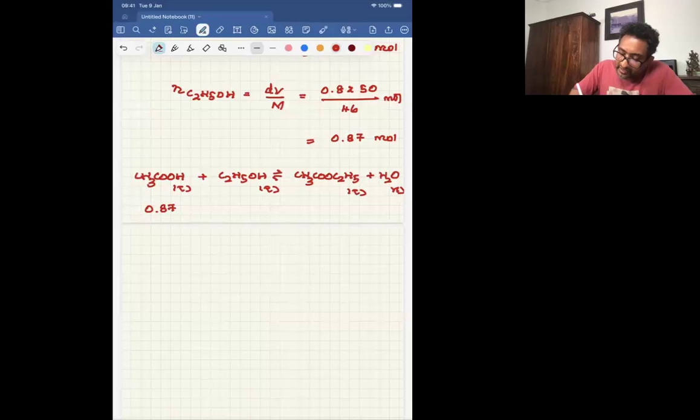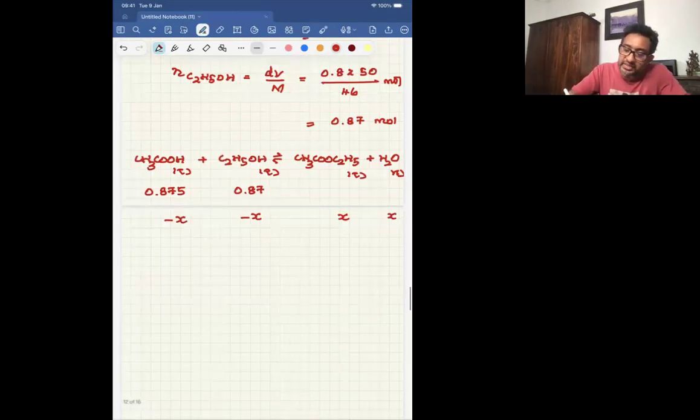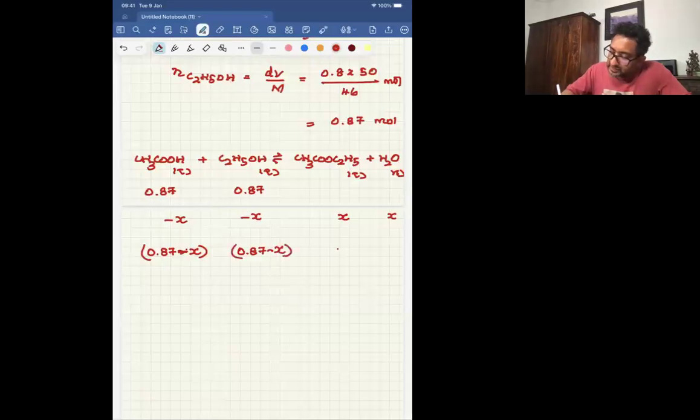0.875. I will make it 0.87, something like that. Say X has reacted, X has reacted. This is X, this is X. I will round it off and do the calculation. Though the calculation is easy, you might not get the most accurate answer. We'll see. So 0.87 minus X. This is also 0.87 minus X. This is X and this is X.